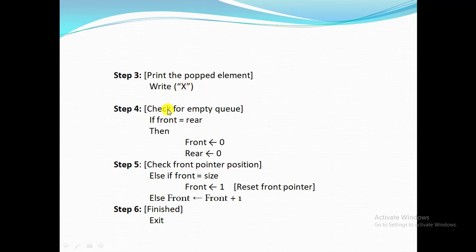Then check whether the queue is empty or not. If front is equal to rear, that means both the values are same, then we have to set front is equal to 0 and rear is equal to 0. Then check the front pointer position. If front is equal to maximum size, we have to set front is equal to 1, else front is equal to front plus 1.